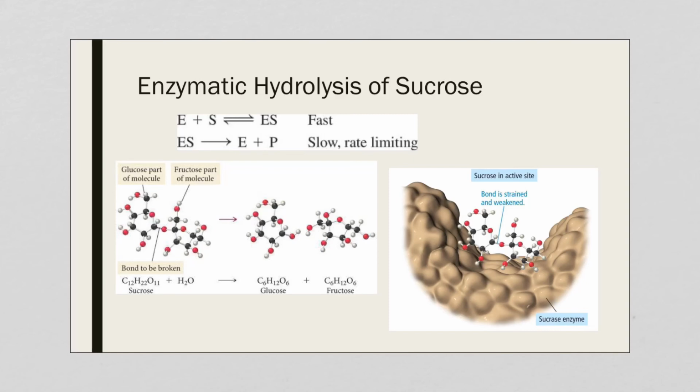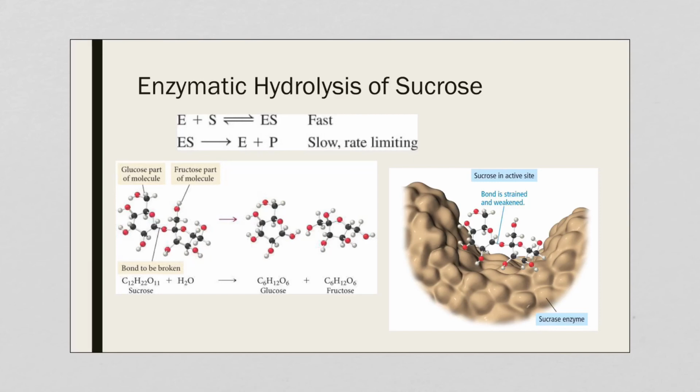And so this particular example is the breakdown of sucrose, the hydrolysis of sucrose into two sugars, right, into glucose and fructose. So breaking down this disaccharide, right, this larger sugar molecule that we consume, into monosaccharides, into smaller sugars, which our body can then use as energy.